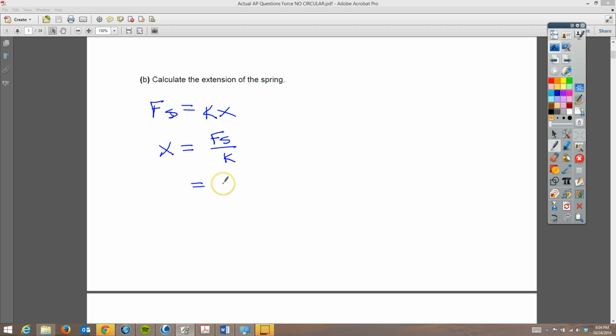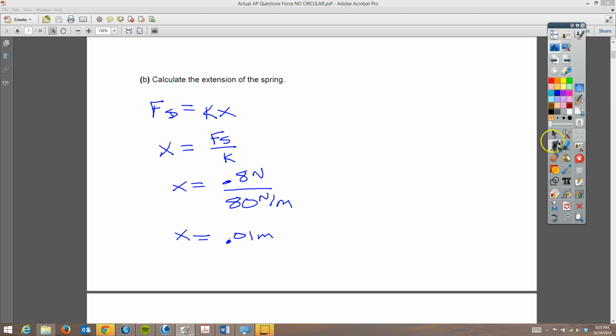And so the force of the spring, that we found out, was 0.8 newtons. And we're going to divide that by the spring constant, which is 80 newtons per meter. And when you're done, you should get a stretch, or remember, it's a change in position for the spring, of 0.01 meters. And that is how you do part B.